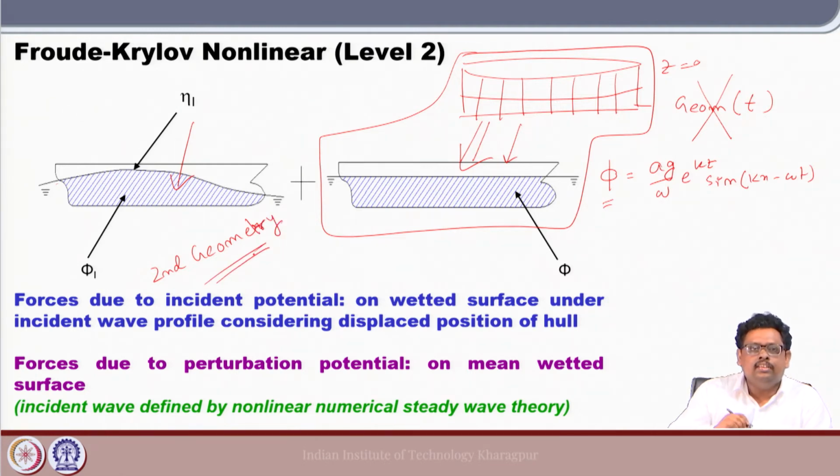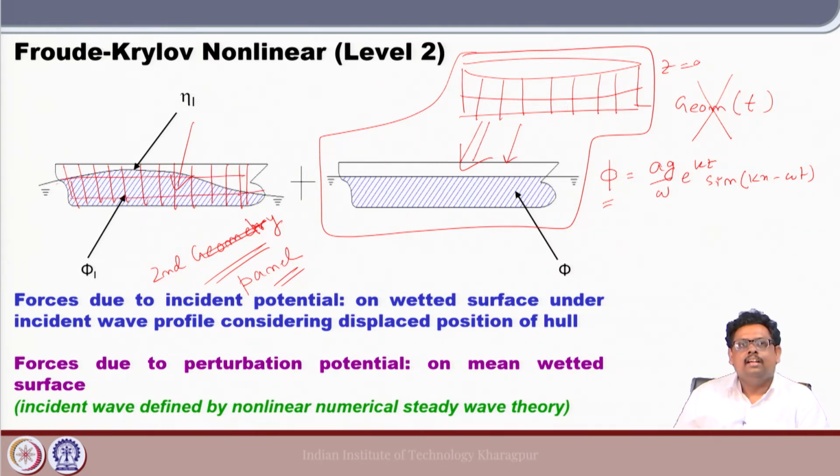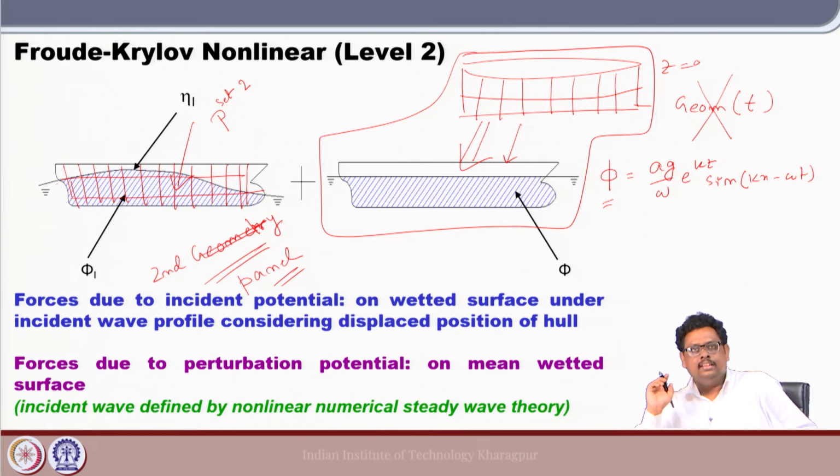I can have the second paneling. I can use the second panel, which is paneling up to the main deck. So, this paneling is up to the main deck. If it is up to the main deck, then I can call this panel set 2. I use this panel set 2 to calculate the nonlinear Froude-Krylov forces. However, I am using the panel set 1 to calculate the linear force.